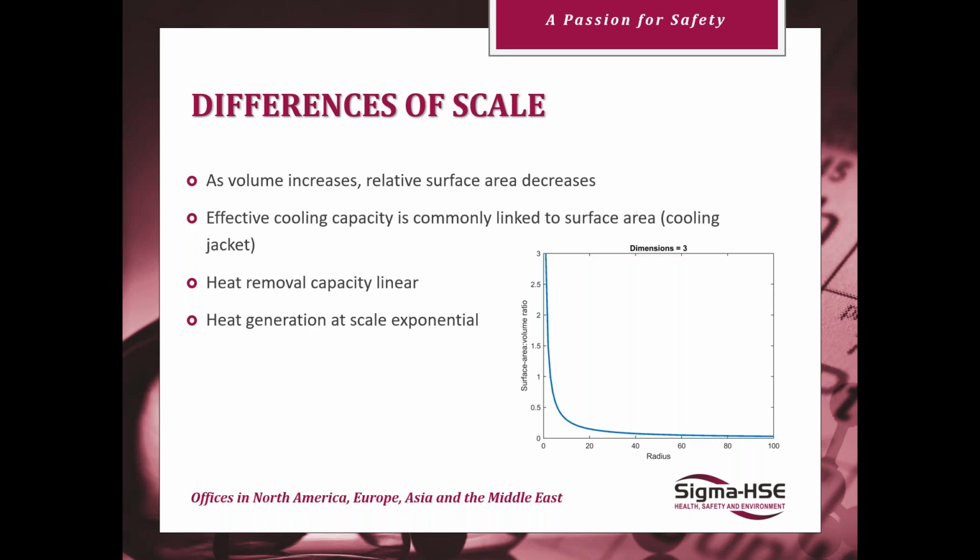As volume increases, the relative surface area decreases. So I've put this graph in here, and this is a typical plot for a cylinder. A lot of our reactor designs are typically cylinder shaped. We can see that as the radius reduces from right to left here, you get a steep increase in the surface area to volume ratio at a smaller vessel size. So as you grow the volume of your reactor, you get less and less relative surface area.